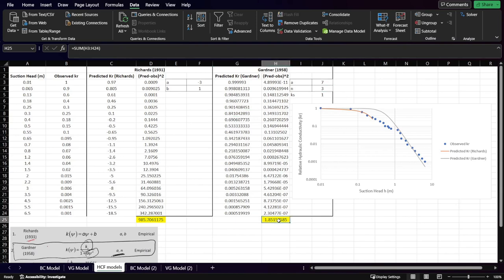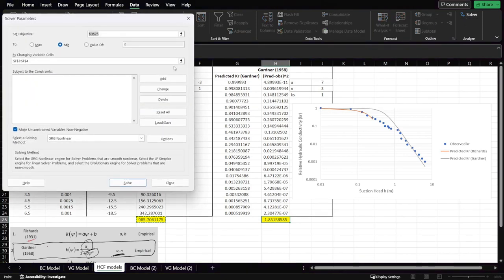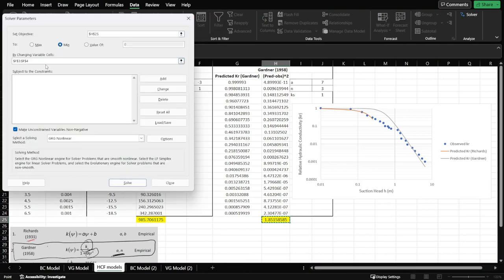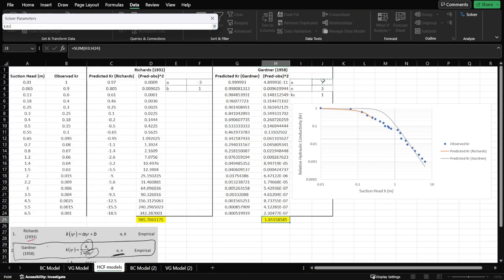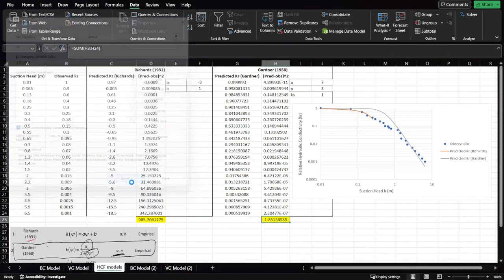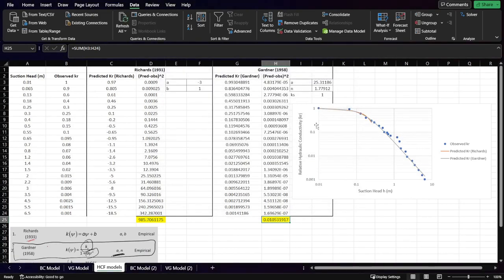For that we need to use the solver. In the solver we provide that we need to minimize this error, and for that we vary these two values. Then if you click on the solver, it says the value of a comes out to be 25 and n is 1.77, and now this model fits very well to the experimental data.